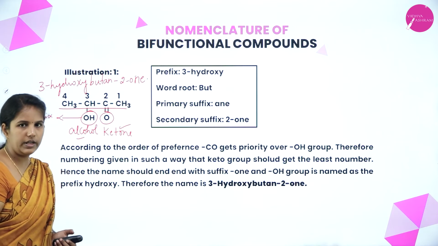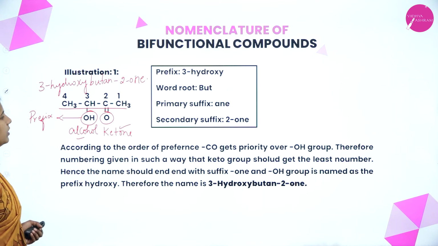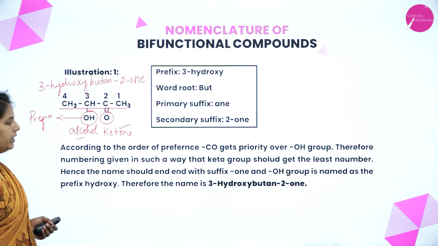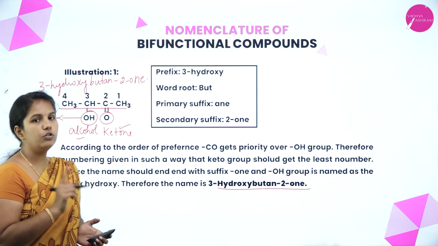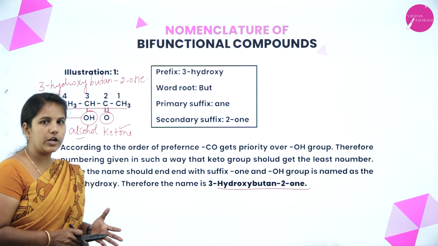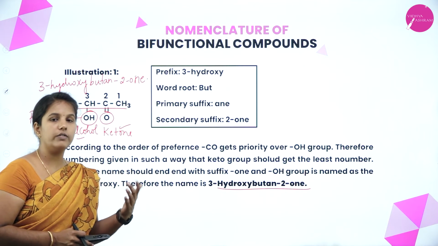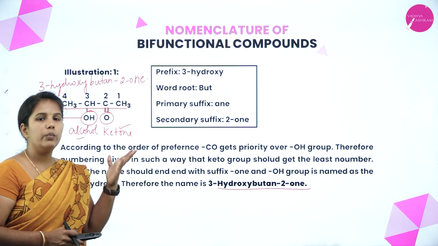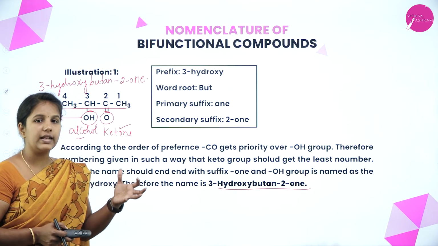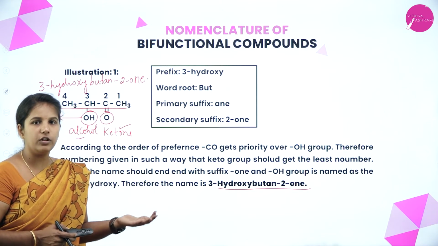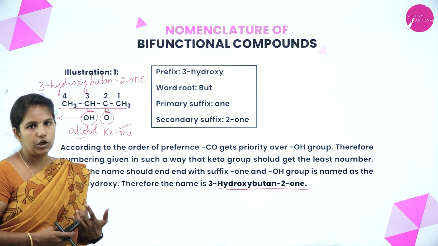2-O-N-E. Why is it O-N-E? Because it's a ketone, so it should end with O-N-E. This is how we will name it: 3-hydroxy butan-2-one. Okay, so if two functional groups are there, we have to go with the priority order, and while giving the name, we must be very careful about which functional group is acting as a prefix. Then we have to go with the nomenclature.